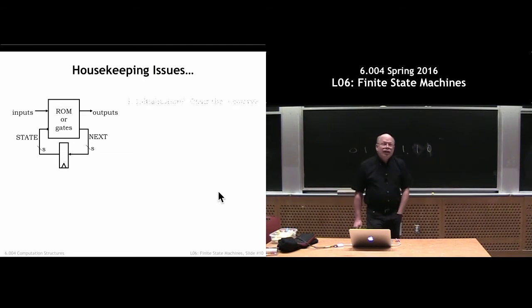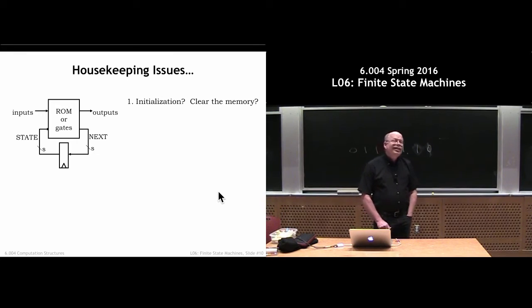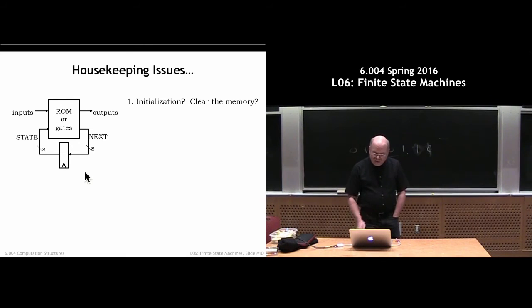A few housekeeping issues. How do we get this machine to start? What happens if there's garbage in the state register when we start? The FSM might unlock the lock, or blow up the nuclear reactor, or cause the rocket to take off, even though I just turned it on. I'm sorry, Elon. We wish we had initialized that state register. And the answer is, that's a piece of hardware we have to take care of.